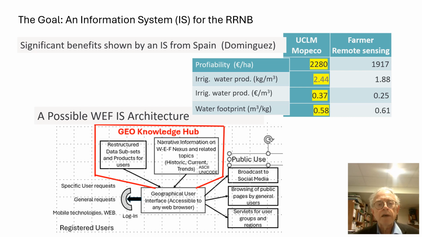The technique would use a geo-knowledge hub to provide data into a platform, which then would disperse data and indices to farmers, both through registered users and broadcast to the public.